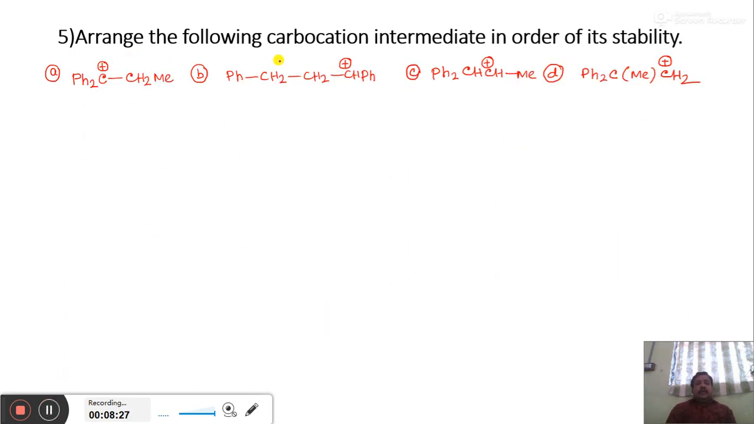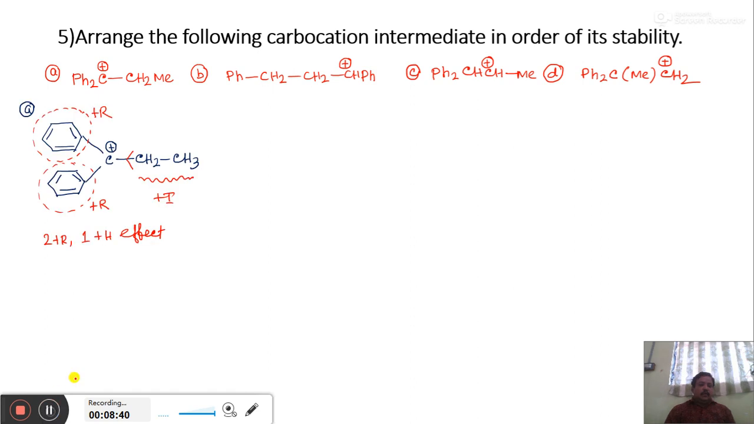My next question is: arrange the following carbocations in order of their stability. These are the 4 carbocations. To solve this question, we have to understand the stability factors present in these carbocations. Let us draw the molecule of A. In carbocation A, where C plus is attached to two phenyl rings, these two phenyl rings show very strong plus R effect. So this C plus carbon is attached to 2 plus R effect. Due to 2 plus R effect, this carbocation is very stable in nature.